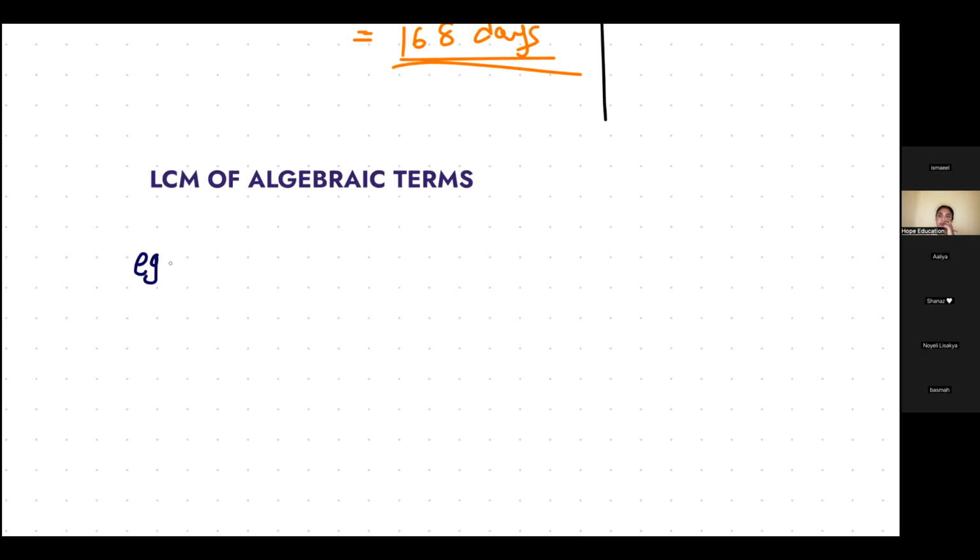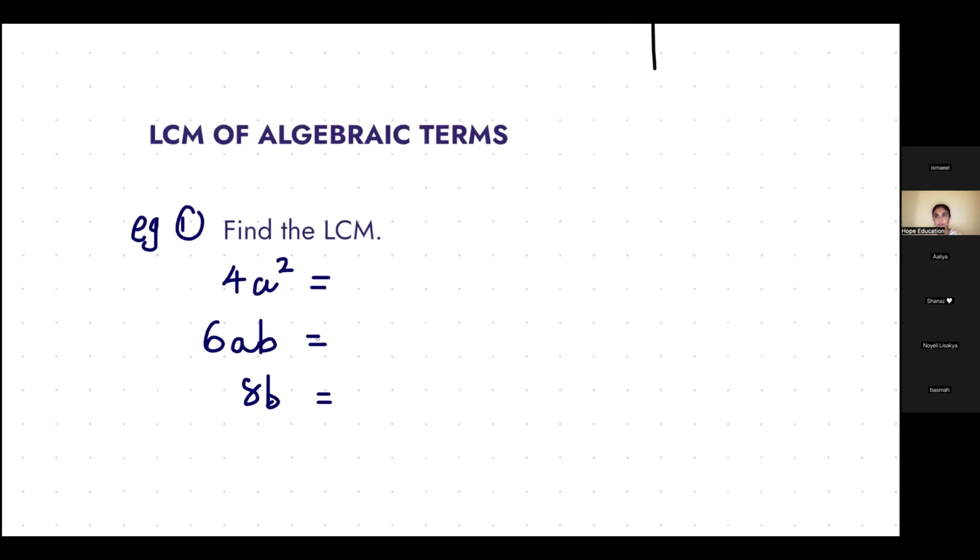Example 1. So we have 4a squared. Find the LCM. 4a squared, 6ab, 8b. Now again, same thing here. We just have to write the factors. Numbers part as usual, right?